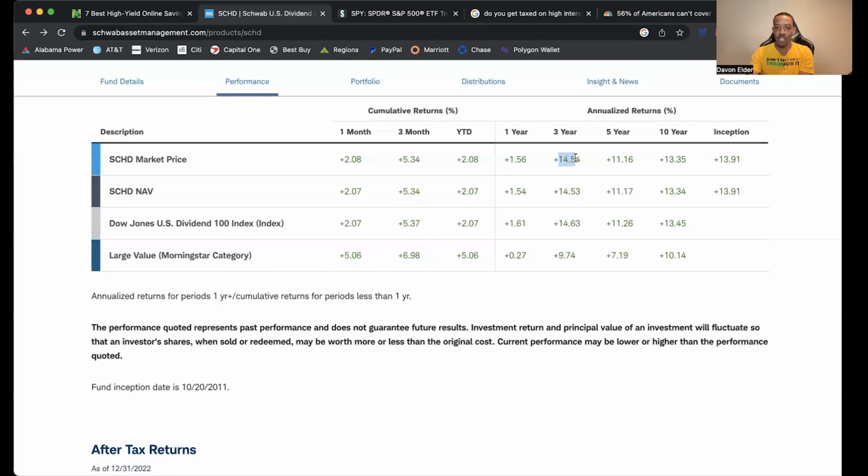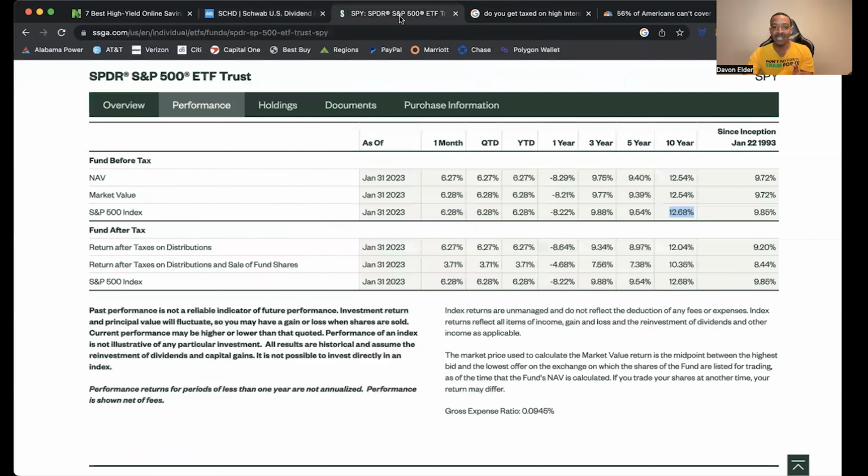Over the last 3 years, it's up 14.54%. Over the last 5 years, it's up 11.16%. Over the last 10 years, it's up 13.35%. So this particular stock has been giving you very, very solid returns. Now, very quickly, let's do a comparison to the S&P 500.